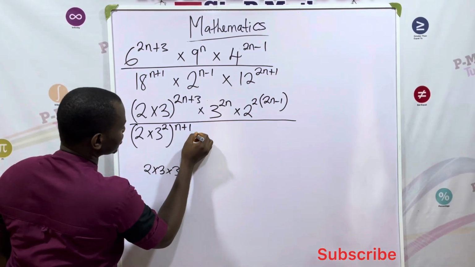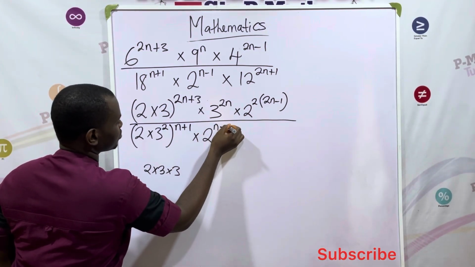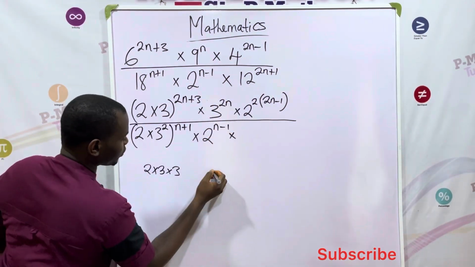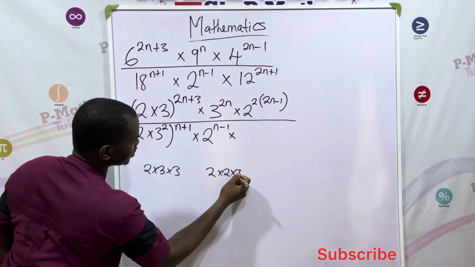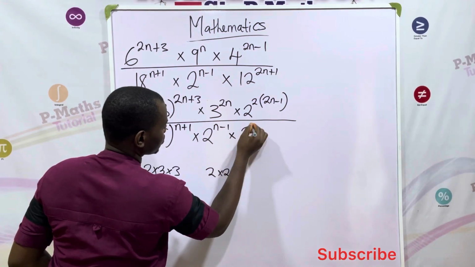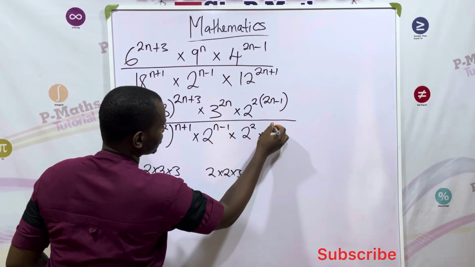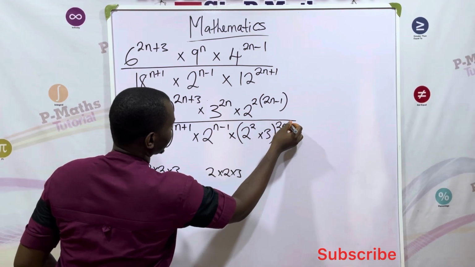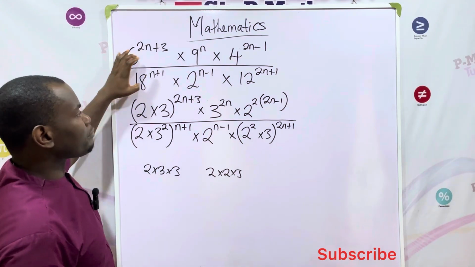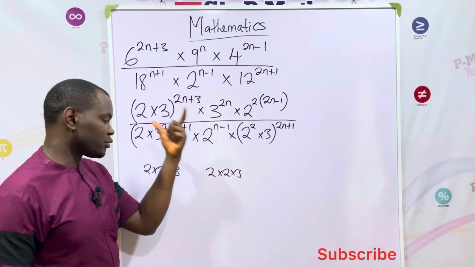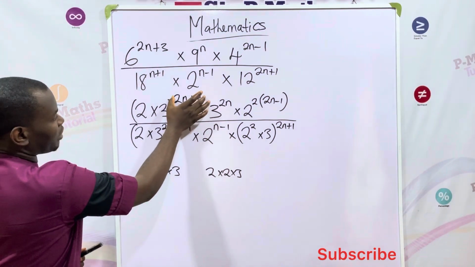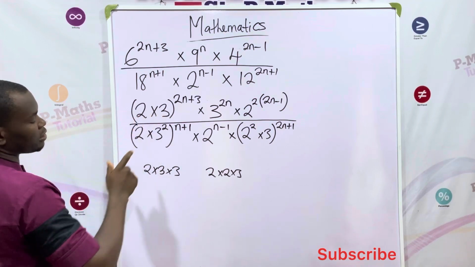The second one remains the same. Nothing changes because it has been simplified already. Then over here, we have 2 times 2 times 3 to give us 12. So we pick 2 power 2 times 3 all to the power of 2n plus 1. So we have taken the first step into the equation by reducing all the bases to an index of 2 and 3. Now to solve further, let's distribute the powers to the terms inside the bracket.